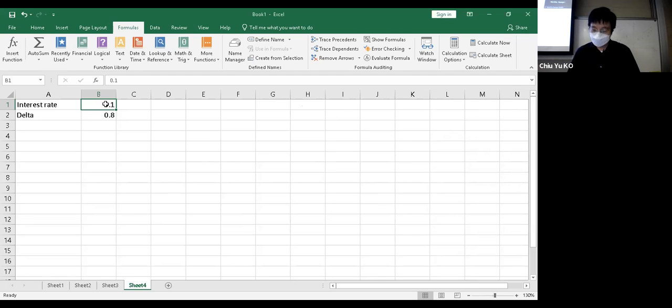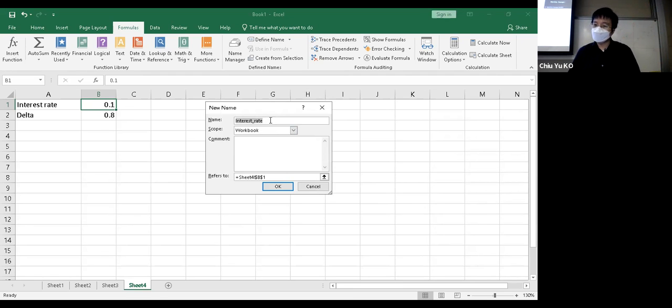Suppose I have this cell B1. I want to call it for the whole spreadsheet. I always use this number, okay? And I click Define Name here, and this will tell me the name. You can use whatever is given, or you can just type your own name.